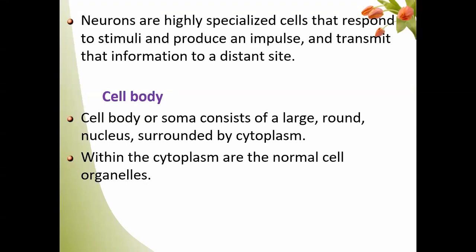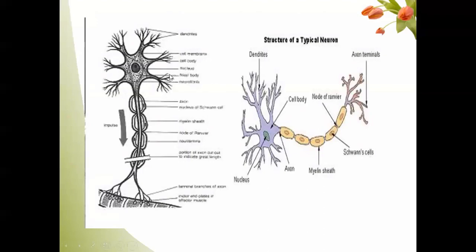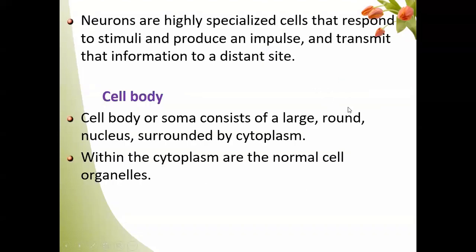So now we can study about the parts of neurons. The first one is the cell body. In this picture you can see this is the cell body. This part is the cell body and it has the nucleus, dendrites, and this is the point where the axon starts. The cell body can also be called the soma. It consists of a large round nucleus surrounded by cytoplasm.